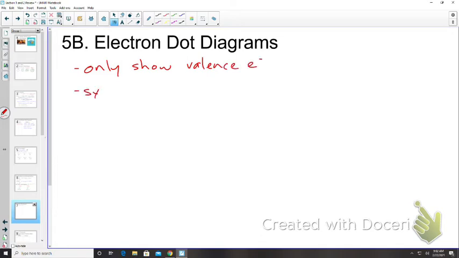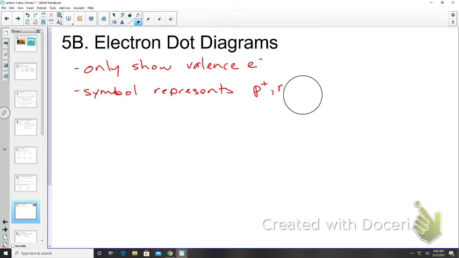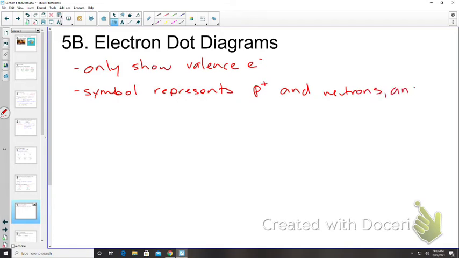So the elemental symbol represents protons, neutrons, that's it. Represents the protons and the neutrons. Protons and neutrons and inner electrons. Okay, so these are only going to show the valence electrons. I think these are a little bit easier.